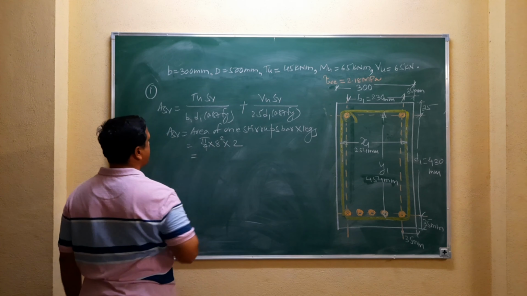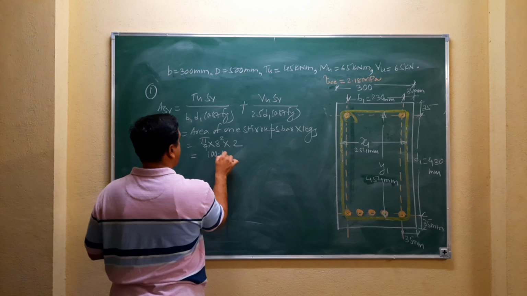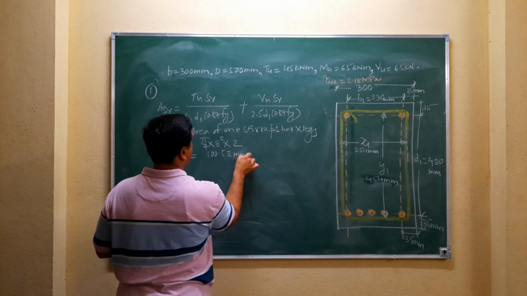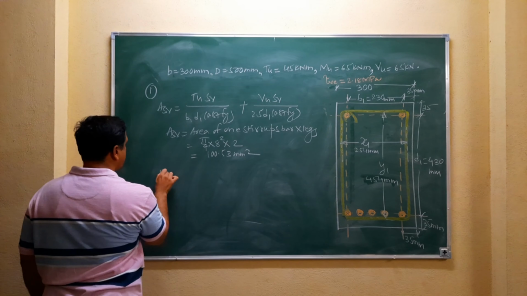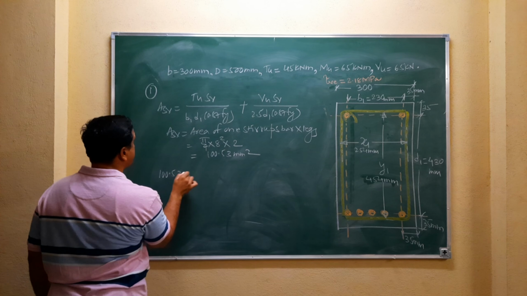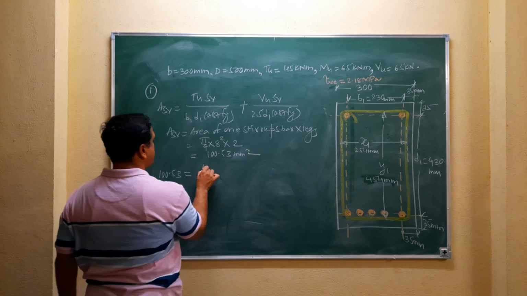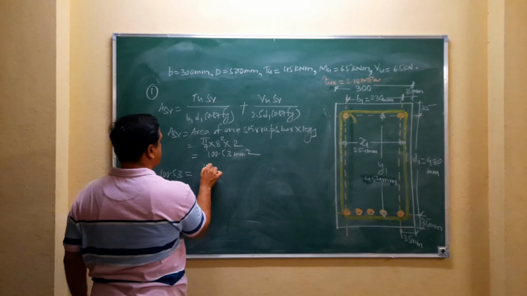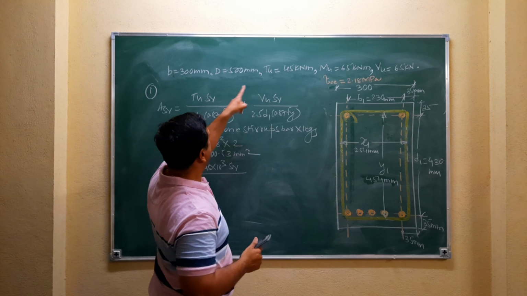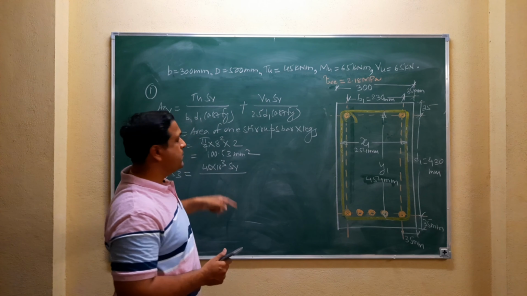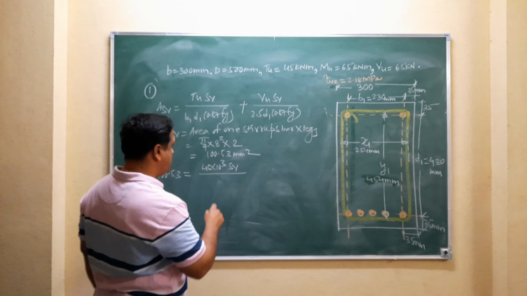So this is 100.53 mm square. To put this value here, 100.53. What is the TU? You know the value of TU, it is 45 into 10 raised to 3. We have to convert this value into Newton by multiplying by 10 raised to 3.